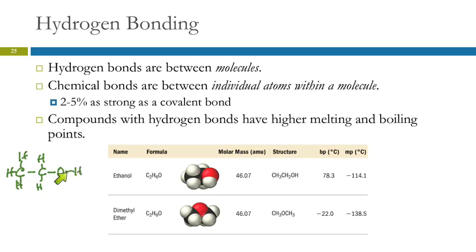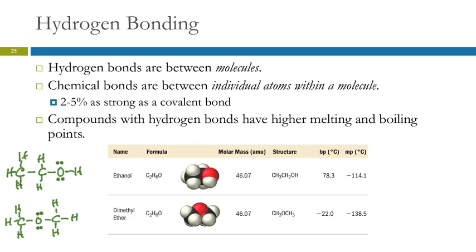So in ethanol, we have this oxygen-hydrogen bond. In dimethyl ether, there's oxygen and hydrogen present, but the oxygen is not bonded to hydrogen. There's lone pairs there. Both of these are polar, but this one does not have hydrogen bonding.